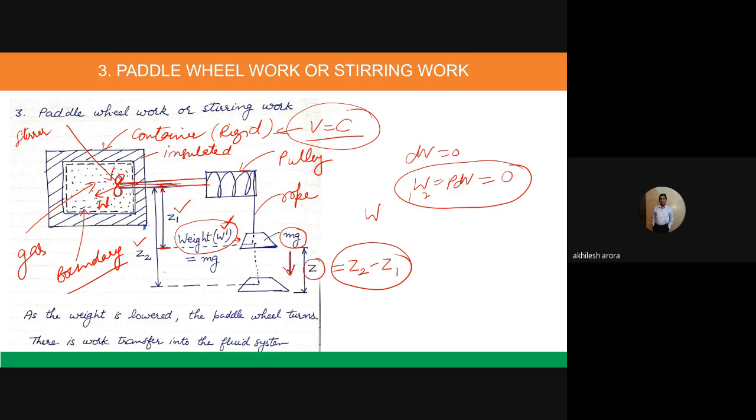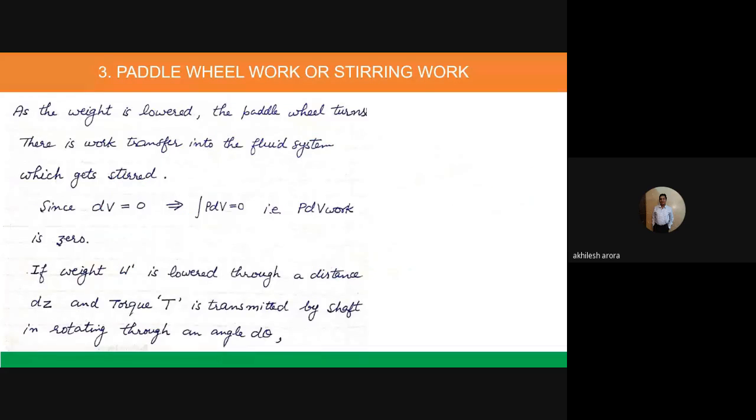As the weight is lowered, the paddle wheel turns. The work is transferred into the fluid system, which is a gas here. As the weight is lowered, the paddle wheel turns. There is work transfer into the fluid system, which gets stirred. The volume change dV is equal to 0, so the integral of P dV will be 0. That is, PdV work is 0.